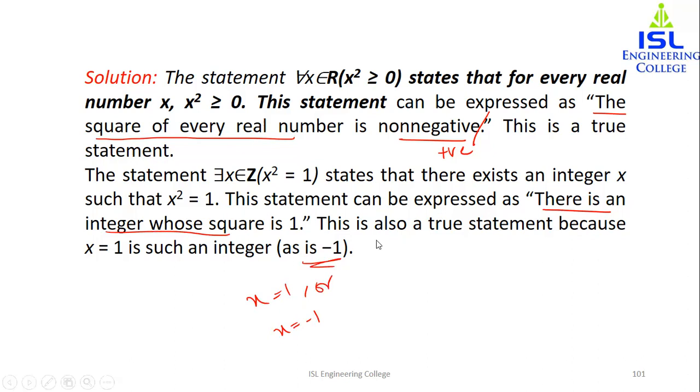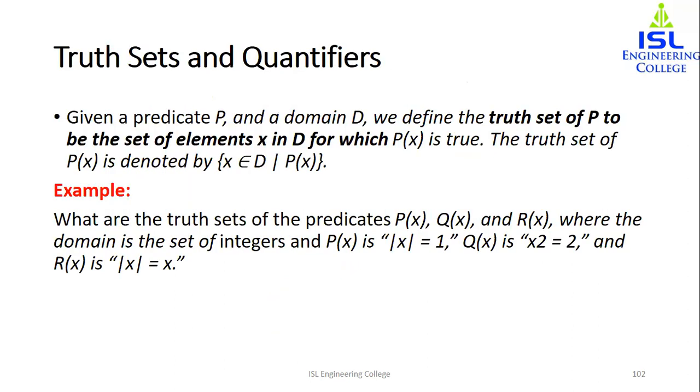The next topic is truth sets and quantifiers. Given a predicate P and a domain D, we want to find the truth set of P, which is the set of elements x in D for which P of x is true. This is denoted by the set of x belonging to D such that P of x. Let's see an example. What are the truth sets of the predicates P of x, Q of x and R of x, where each of them is defined in this way?